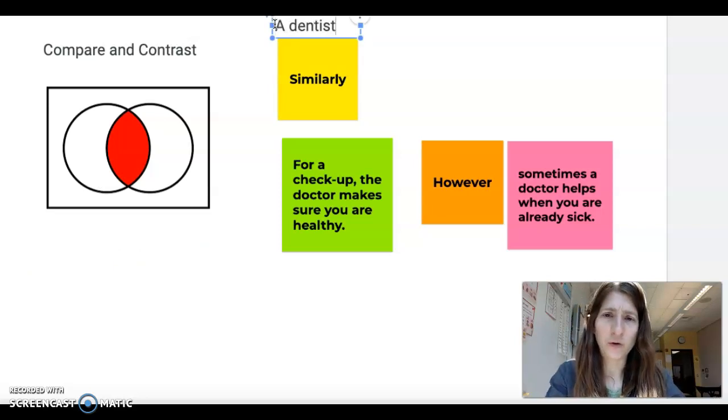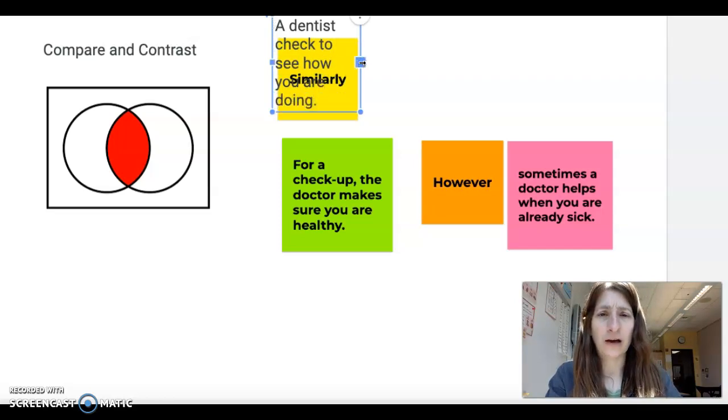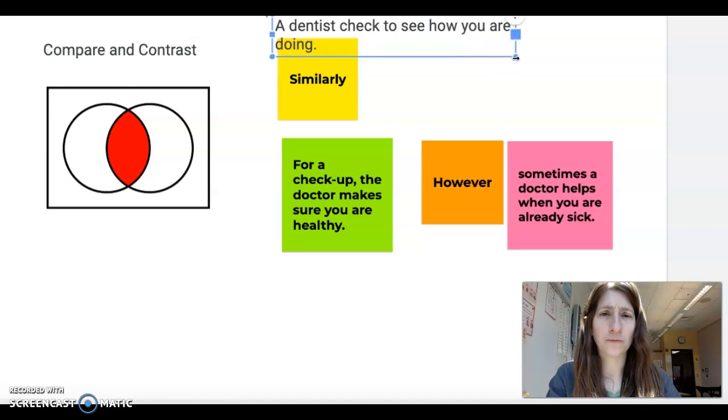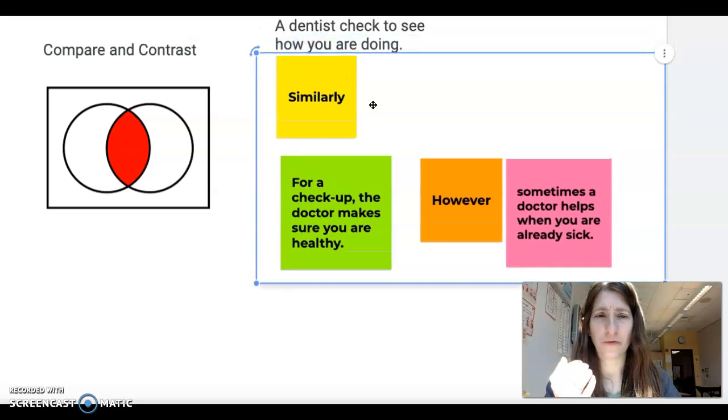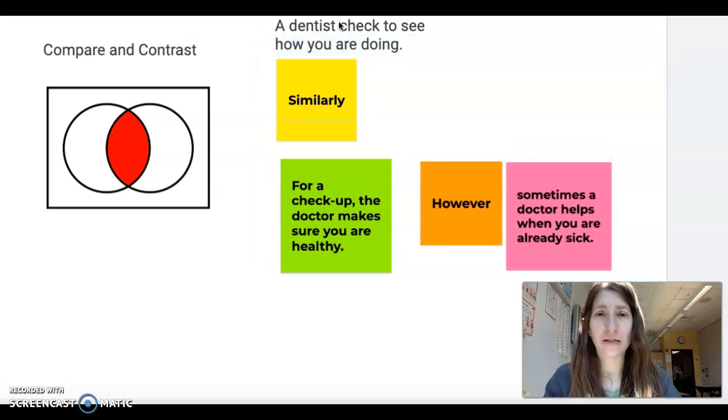A dentist checks to see how you are doing. Let me move that so you can see. Okay. Let me move this down. There we go. So a dentist checks to see how you are doing. Similarly, for a checkup, the doctor makes sure you are healthy. So both of them are making sure that you're okay.